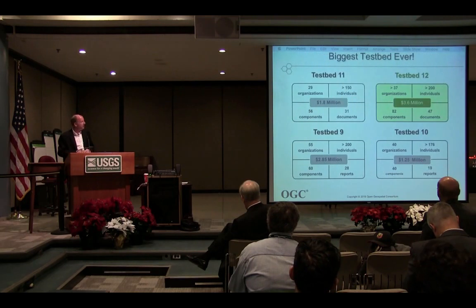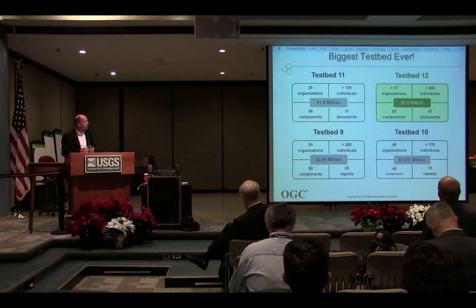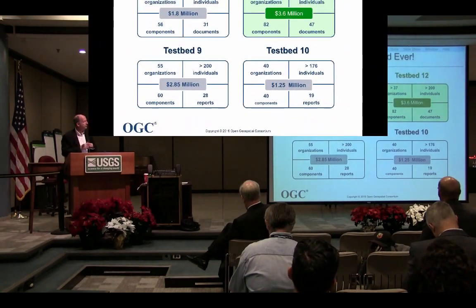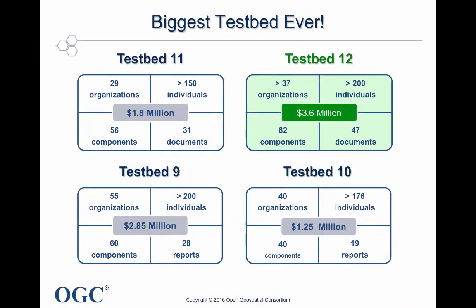So, testbed 12. In terms of statistics, the largest one ever. In terms of dollar amount sponsorship, in terms of the number of components, which is software, schemas, anything like that. Number of documents, 47 engineering reports, user guides, data descriptions, various things like that. Over 37 organizations. I keep asking Scott Sarich to pin that down. He says, well, another one joins every day. So I'm just going to say greater than 37, greater than 200 individuals participating in testbed 12.